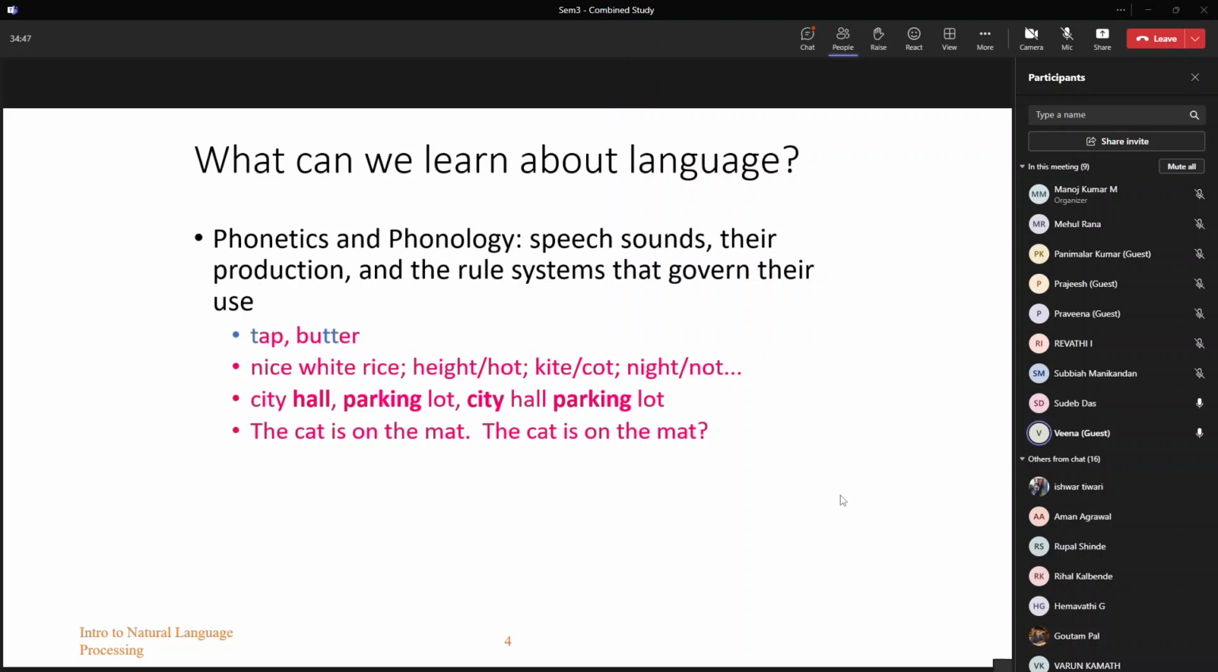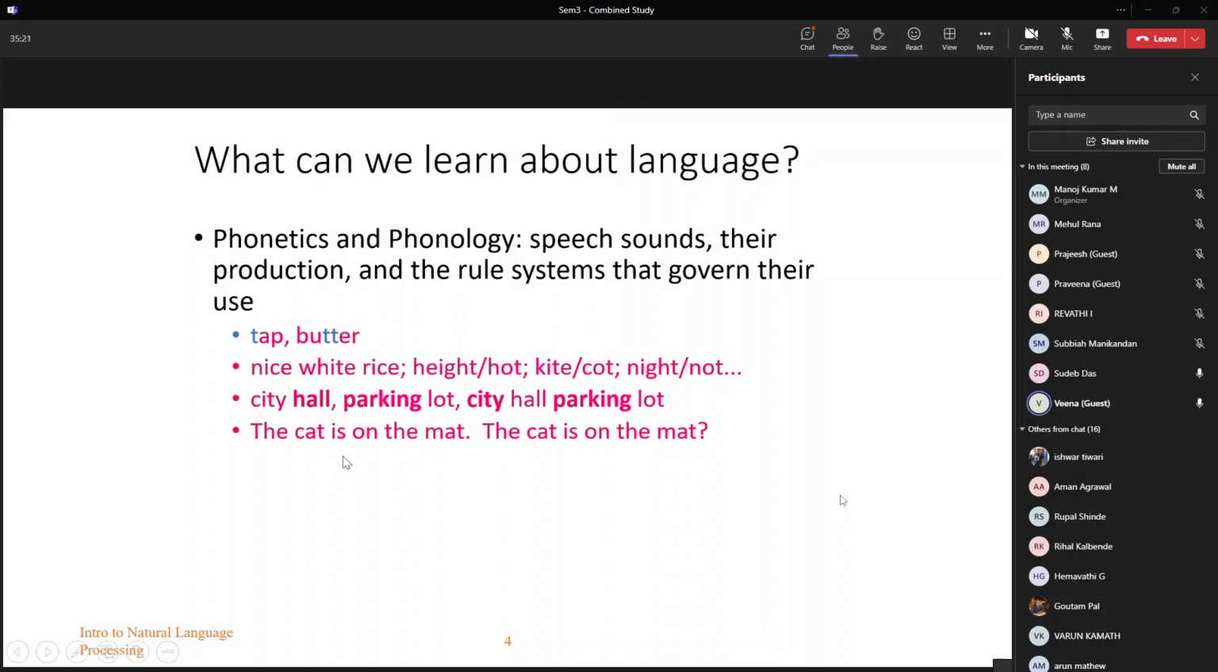Now these are all different examples. No, actually, city hall, comma, parking lot, and another is city hall parking lot. City hall, comma, parking lot means first you go to the city hall, then go to the parking lot. And the next one is city hall parking lot. There is no full stop, comma, nothing. That indicates exactly how it is different. That's what I just tried to understand.